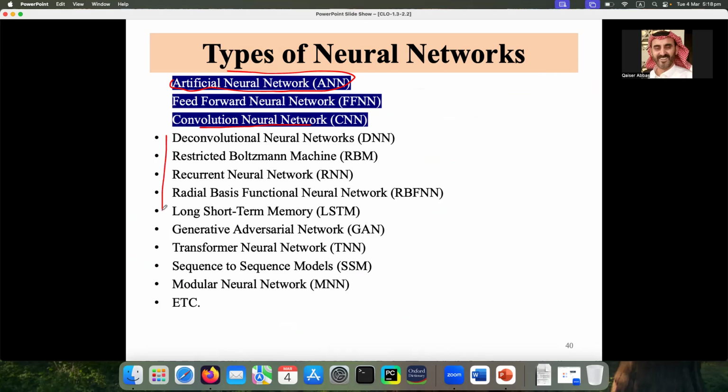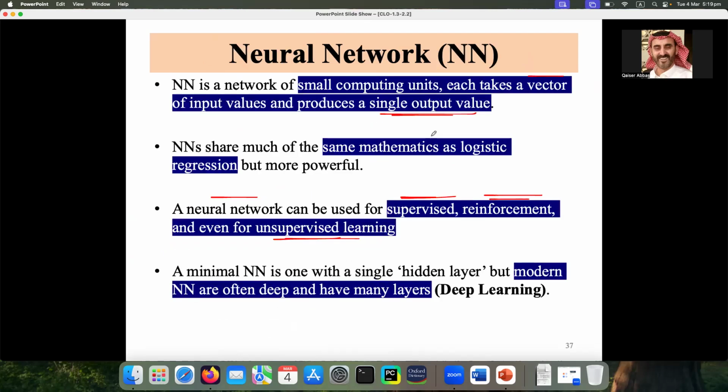If somebody is teaching you deep learning, he must teach you all of these things. These all names that you are seeing here use neural networks. In deep learning, normally you start with the ANN, then go with FN, CNN, DNN, RBM. You study all these models in deep learning, nothing else. Coming back.